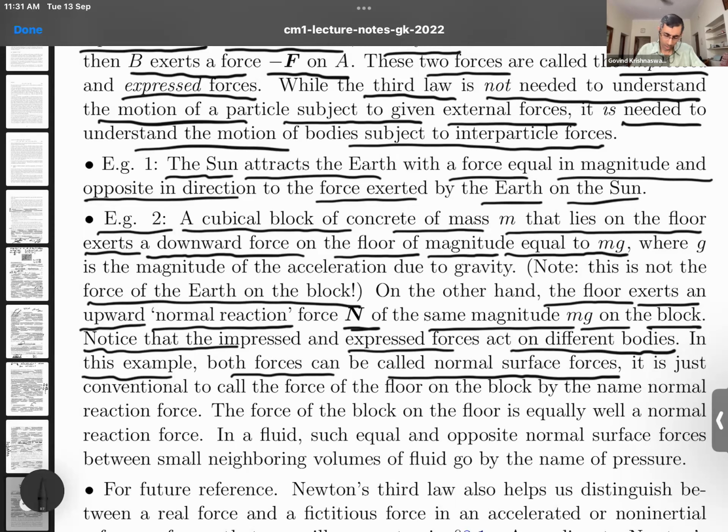And it is just conventional to call the force of the floor on the block by the name normal reaction force. It is just our convention. You could equally well call the force of the concrete block on the floor the reaction force. So there is nothing wrong with that. So the force of the block on the floor is equally well a normal reaction force.